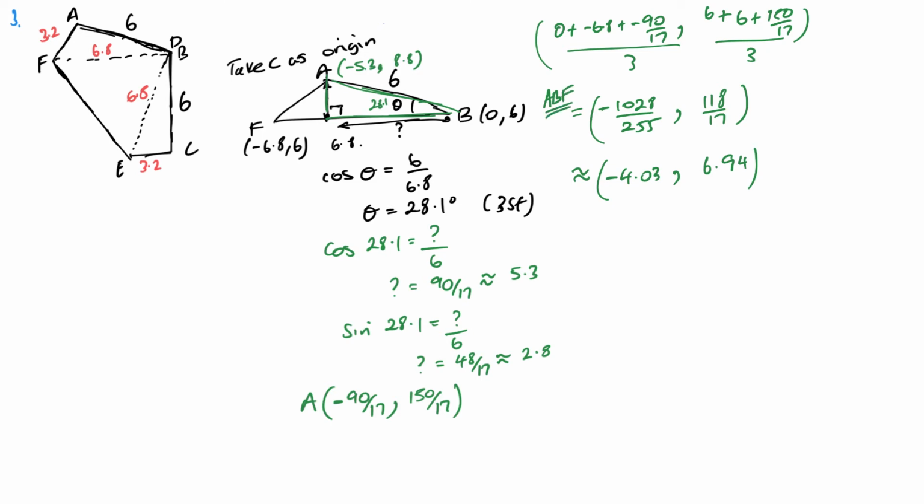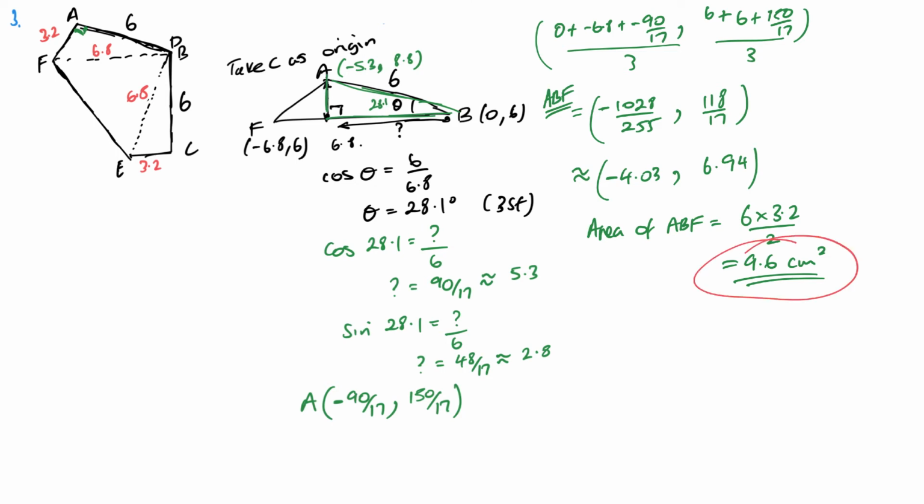Wow, pain in the neck, that. But anyway, let's look at the area of ABF. Now it's a right angle triangle, the right angle at A. So we've got 6 times 3.2 over 2. That gives me 3 times 3.2, so 9.6 centimeters squared there. So now for that first triangle, we've got its area and we've got its center of mass.